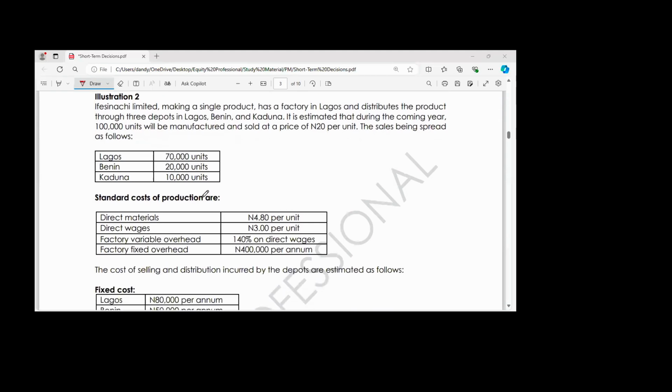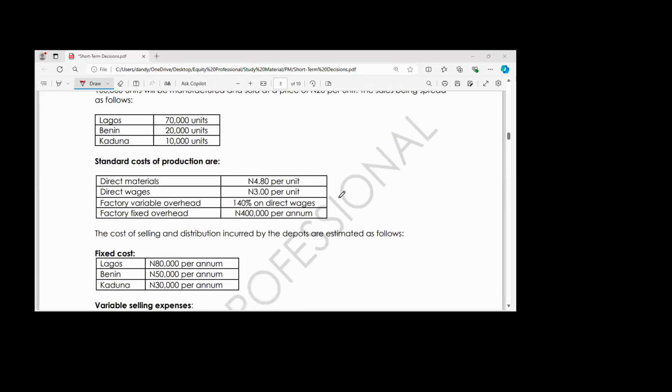Yes, I need somebody to read for us. Ife Sinachi. Ife Sinachi Limited, making a single product, has a factory in Lagos and distributes the product through 3 depots in Lagos, Benin, and Kaduna. It is estimated that during the coming year, 100,000 units will be manufactured and sold at a price of 20 naira per unit, the sales being spread as follows: Lagos 7,000 units, Benin 20,000 units, Kaduna 10,000 units.